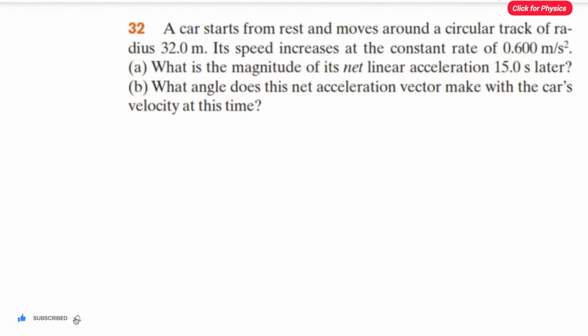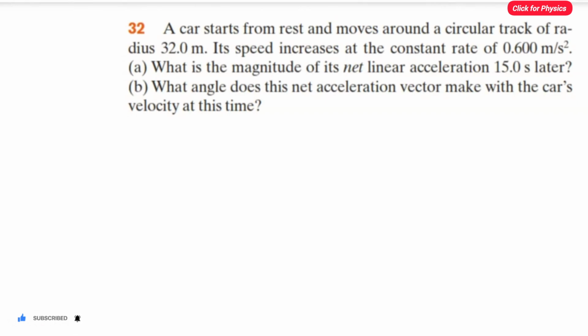So here, in the first part we have to find the net linear acceleration. That means for finding the net linear acceleration, we need two acceleration values. The first one is tangential acceleration and the second one is radial acceleration or centripetal acceleration. In the question they already gave the tangential acceleration as 0.6 meter per second square, and also the time of 15 seconds. Clear? So first let's write the given and then we can answer one by one. So what is given in the question?